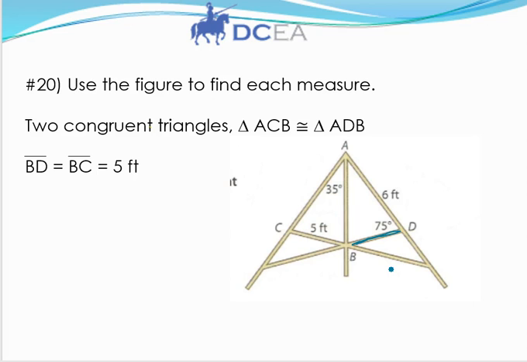BD is the same as saying DB. And I have DB right here in the triangle. So I can compare it to CB in the other triangle. And there it is. And it's 5 feet. So BD equals BC, which is 5 feet. And there's your answer.